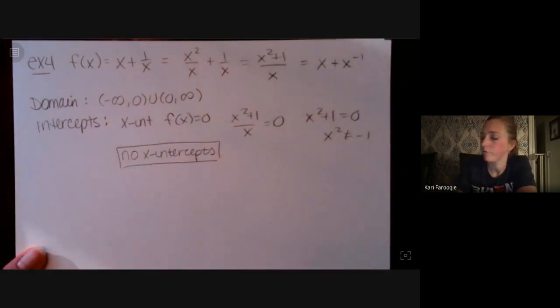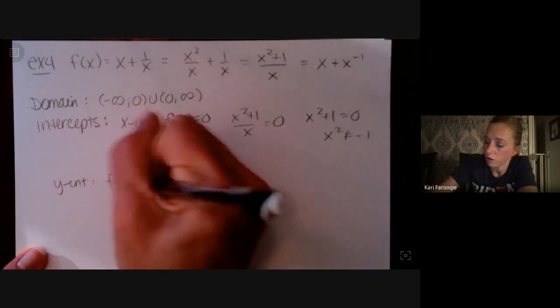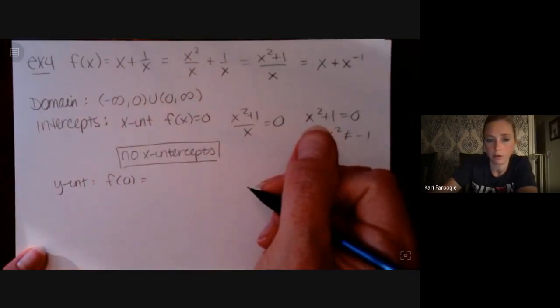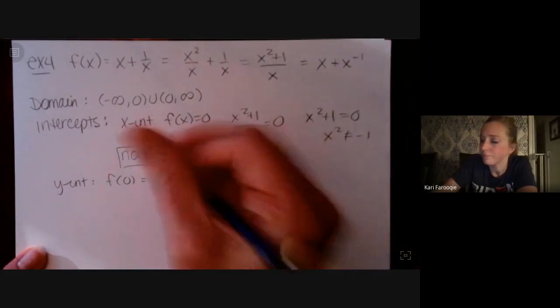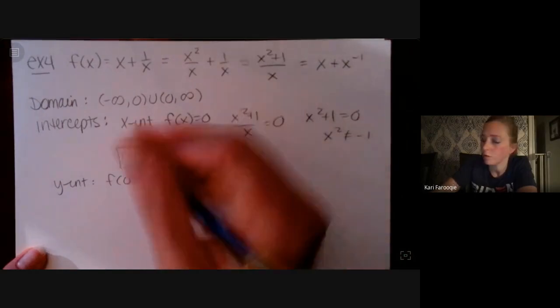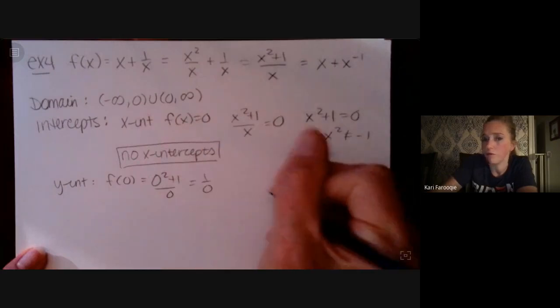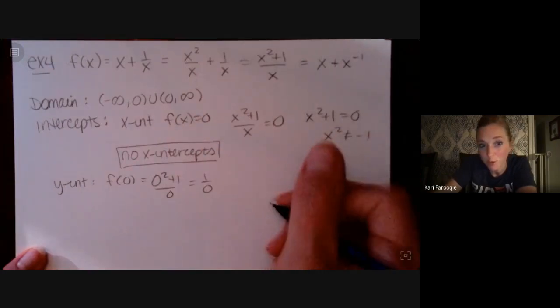Okay, no x-intercepts. So let's look for your y-intercept. Remember that occurs when x equals 0, which is f of 0, and use whatever form you like here. I don't know, maybe trying to find the least offensive form to use here. I'm going to go again with this one. 0 squared plus 1 divided by 0 is 1 divided by 0, which does not exist. Therefore, you have no y-intercepts.